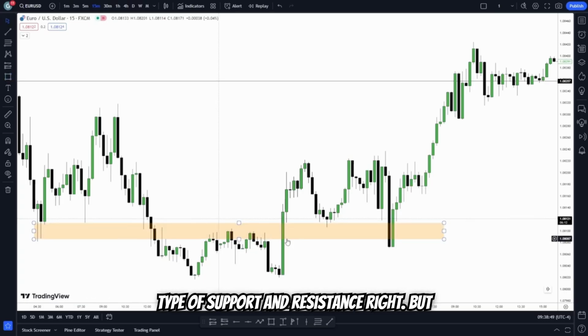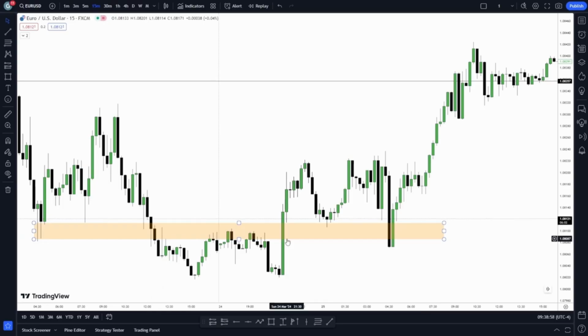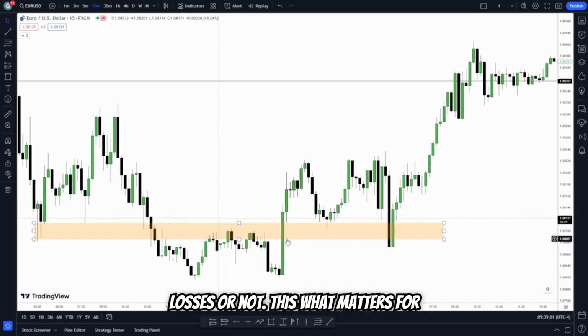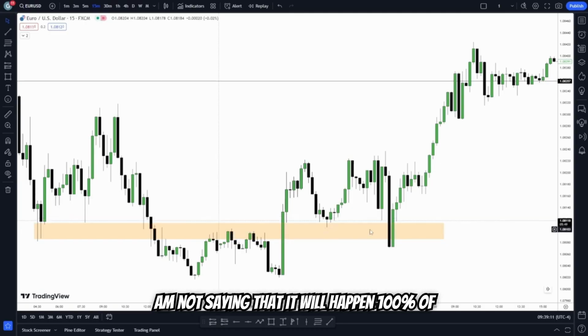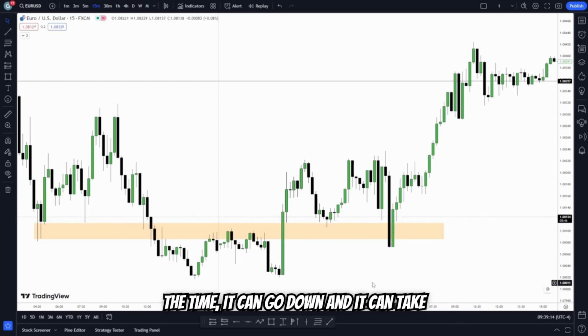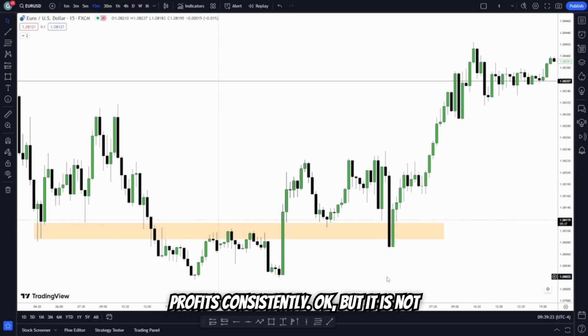But the thing which I'm trying to say is, the big guys, it doesn't matter for them whether it's supply or demand or anything. The only thing which matters is liquidity, whether there are stop losses or not. This is what matters for them. So now we can assume that there can be a stop loss below this, and I'm not saying that it will happen 100% of the time, it can go down and it can take a stop loss. That's why stop loss is made. If it's a stop loss, then you should use risk management, and risk management will help you create profits consistently. But it's not 100%. Every trade is 50-50.